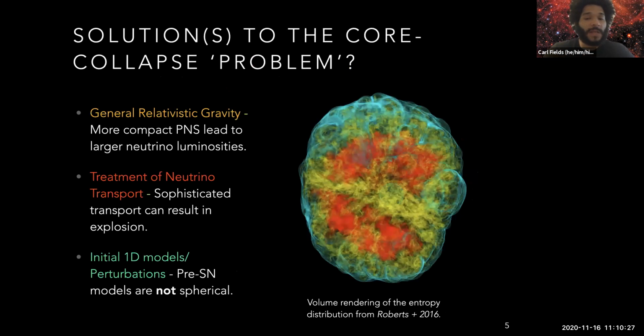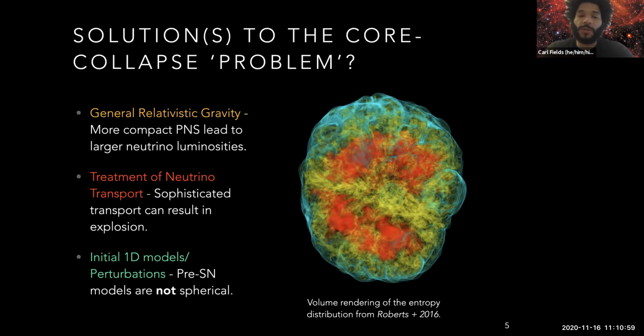So getting into more detail of what are potential solutions to this. So there's general relativity. GR hydro is really hard to do. And so typically you can make some sort of approximation to your gravitational potential to sort of fake it and get something that's more computationally feasible. So that's something that's done. It leads to more compact protoneutron stars, which eventually leads to larger neutrino luminosities, which means, I guess, easier explosions. So that's one possible area.